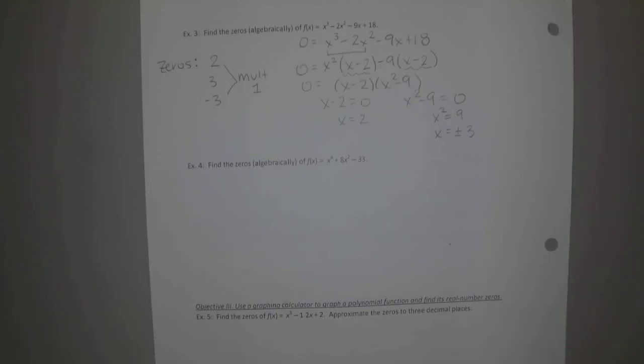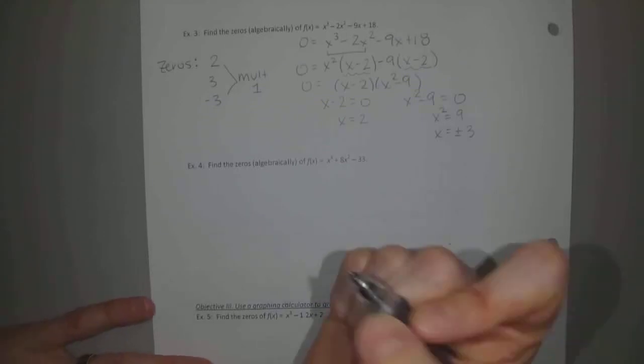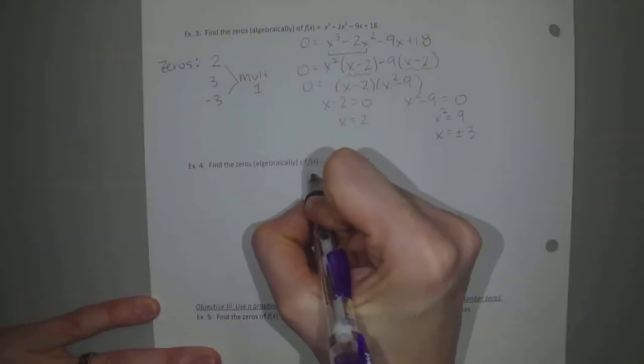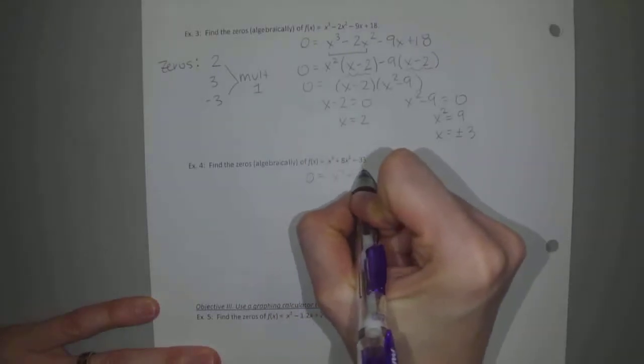All right, that's actually what happens in this next one. So find the zeros algebraically of this one. So how do we find the zeros? That means set this equal to 0 and solve.